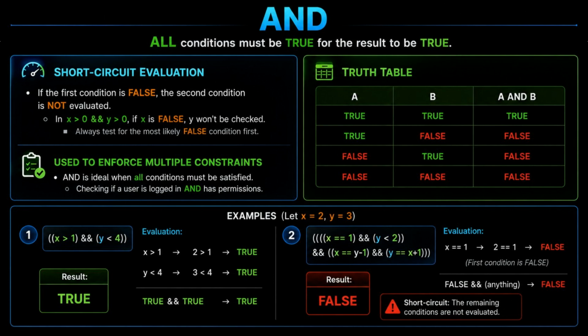And uses short-circuit evaluation. If the first condition is false, the second is never even checked, since the overall result is already guaranteed false. That's why it's smart to test your most likely false condition first. It saves unnecessary evaluation, and is ideal for enforcing multiple constraints at once, like checking that a user is logged in and has the right permissions before granting access.